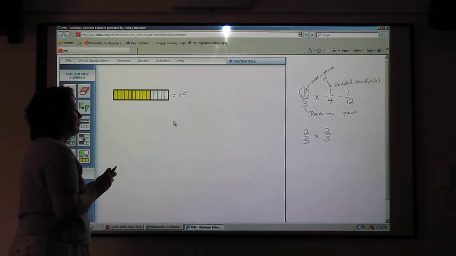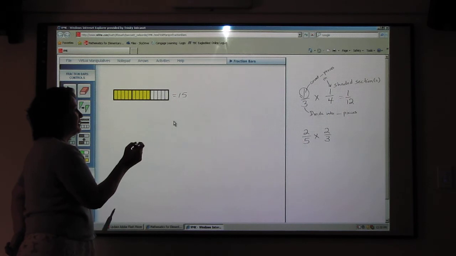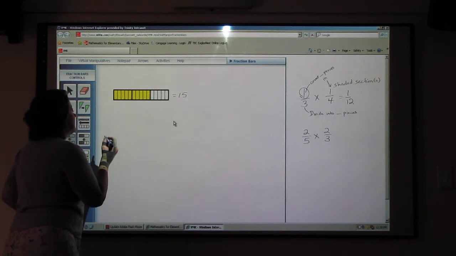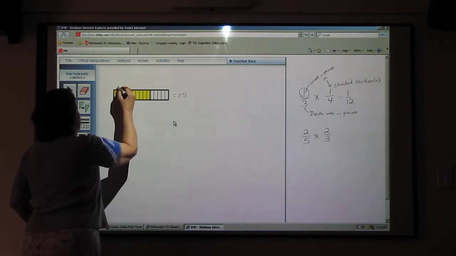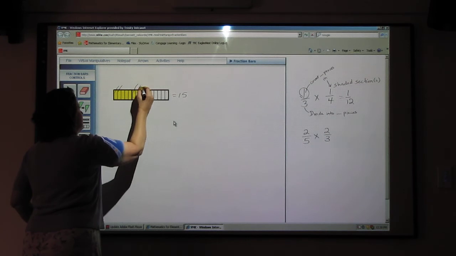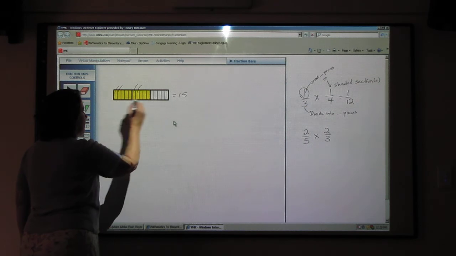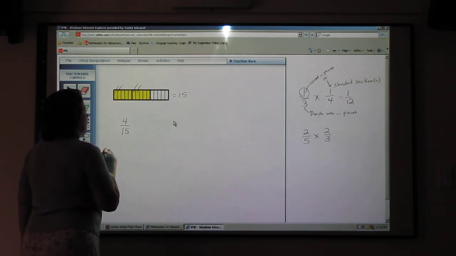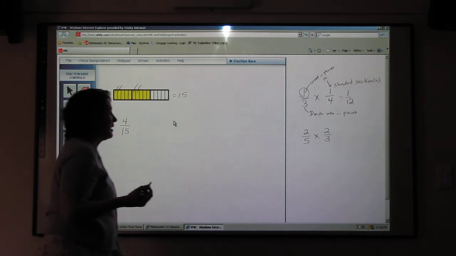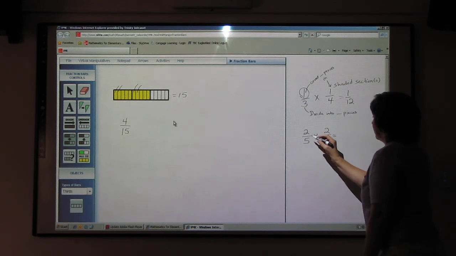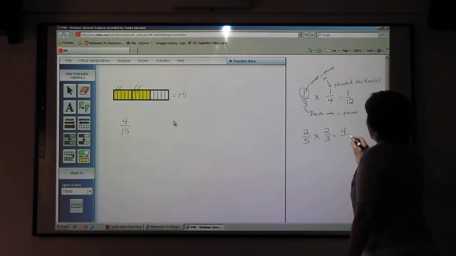Now, what's going to happen? How many pieces am I going to count in each shaded section? This top number tells me. So in each shaded section, I'm going to count 2 pieces. So I'm going to have these 2 from this section and these 2 from this section. Altogether, I have counted 4 pieces out of the total number of pieces that I have, which is 15. And again, if I multiplied it using the regular multiplication algorithm, I would do 2 times 2 is 4, I would do 3 times 5 is 15, and I would have the answer.